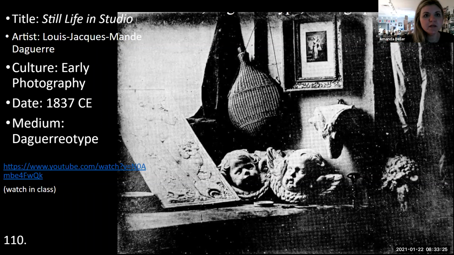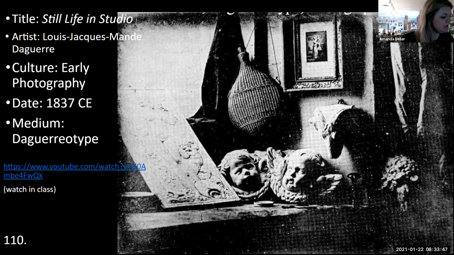All right, so we are going to first be talking about photography today, and we're going to watch a video together, but I want to make sure that you guys have some of the information for this piece first. So this is Still Life in Studio by an artist named Daguerre.